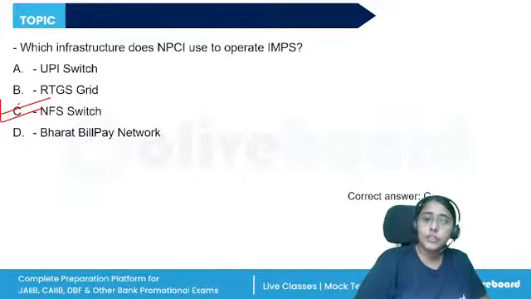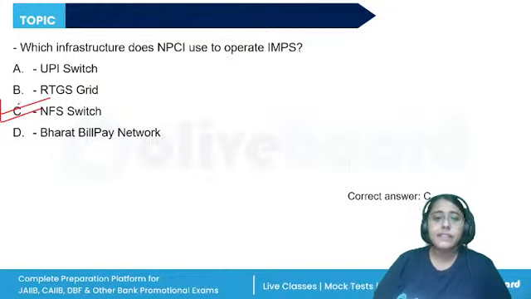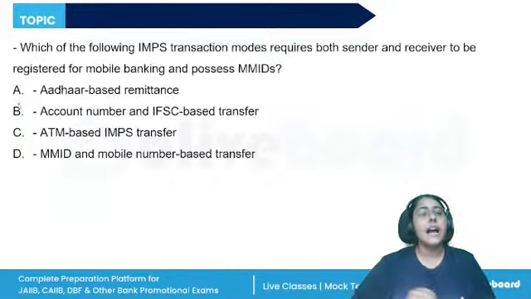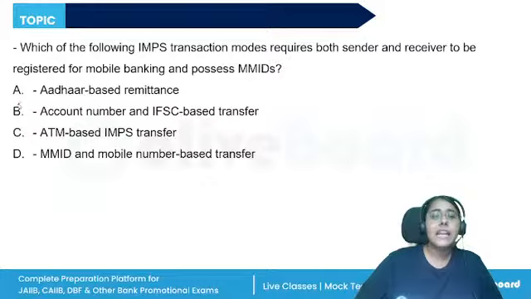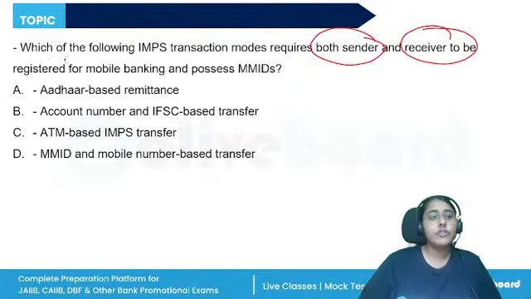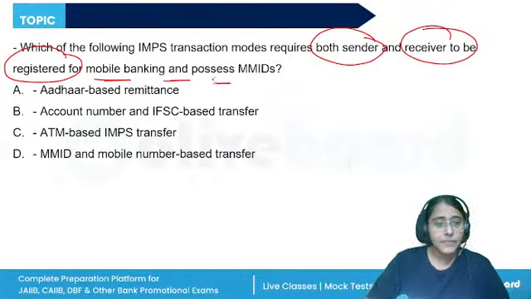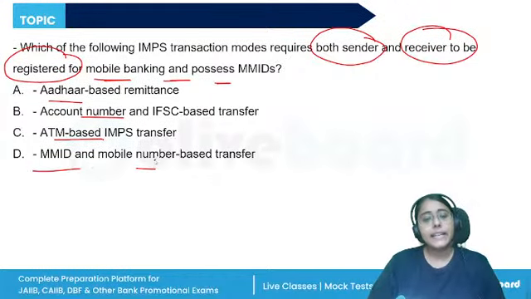All right. So the criteria, banks who can participate in IMPS should have an approval from RBI for the mobile banking service, and through the NFS switch it will be facilitated. Right? All financial, non-financial transactions can be initiated using IMPS. Which of the following IMPS transaction modes require both sender and receiver to be registered for the mobile banking and possess the MMID? Aadhaar based, account number based, ATM based, MMID and mobile number based.